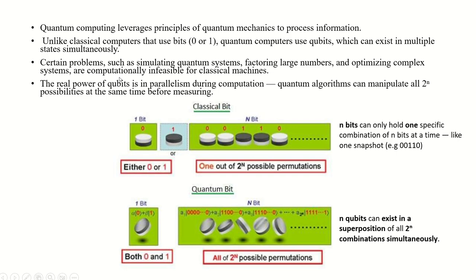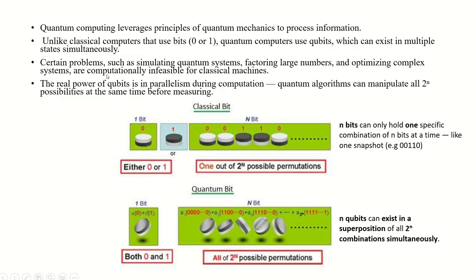Certain problems, such as simulating quantum systems, factoring large numbers, which is a principle used in cryptography, and optimizing complex systems, are computationally infeasible for classical machines, but these can be done feasibly and at a quicker rate using quantum computing.